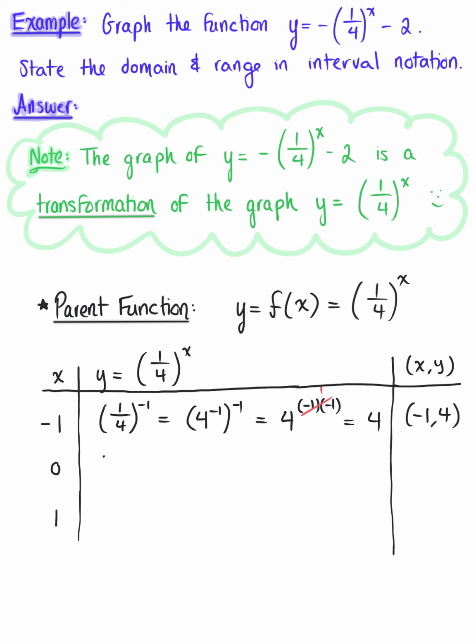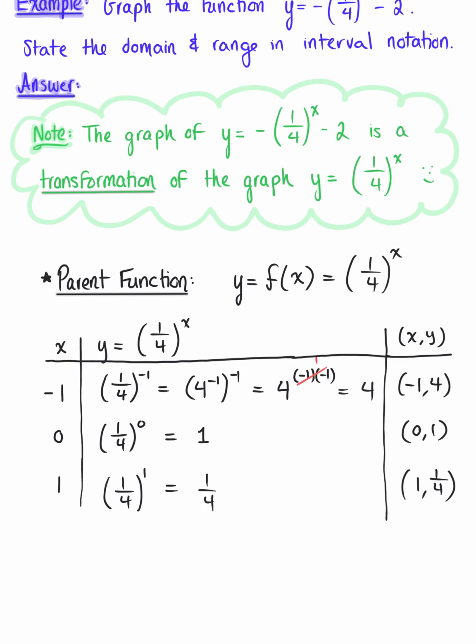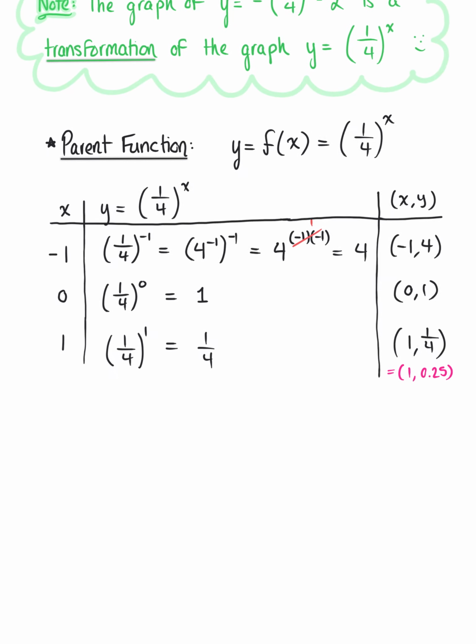Now when x is 0, we'll have (1/4)^0. And again, by properties of exponents, we know anything raised to the 0 is 1. So another solution point on the graph of our parent function is the ordered pair 0, 1. And last but certainly not least, we have (1/4)^1, which is equivalent to just 1/4. So our third solution point is the ordered pair 1, 1/4, or we can convert that 1/4 to the decimal 0.25.